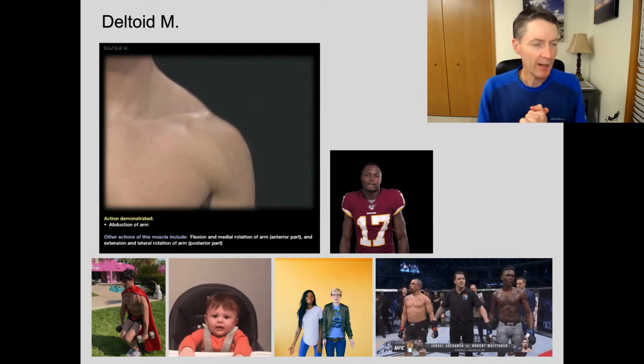Okay guys, welcome back. We are forging on down the body. We're going over our muscles. We need to know the names and then the actions, right? So we're now on deltoid muscle, okay?